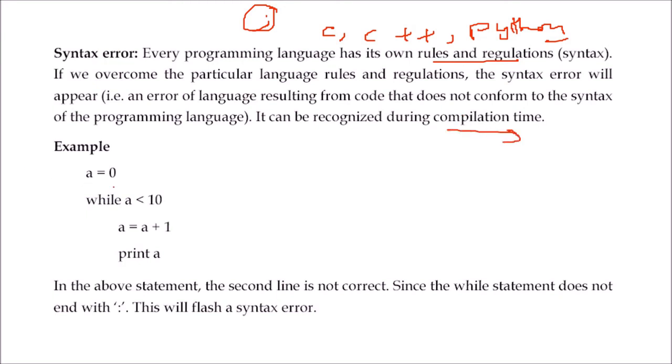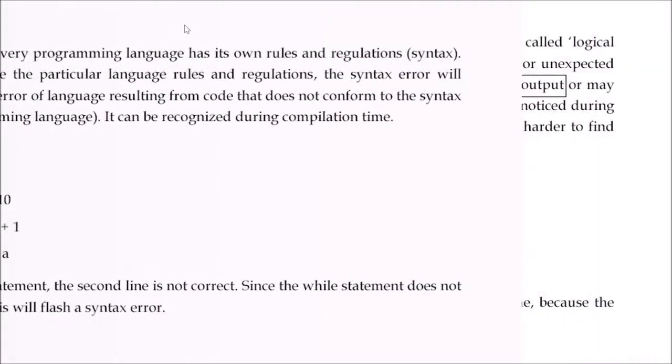Like in this program: a equal to 0, while a is less than 10, a is equal to a plus 1, print a. Now what is the problem? The problem is in this line. Python says that you should have a colon here. This should end with a colon. So this will flash a syntax error, right? This is a colon you want, and there is no colon. So the programming language wants this colon. This is a kind of syntax error.